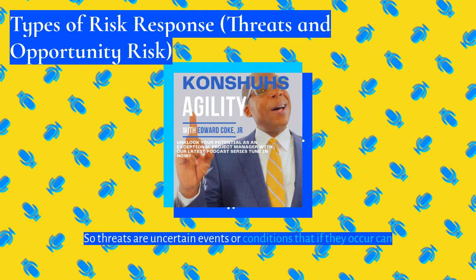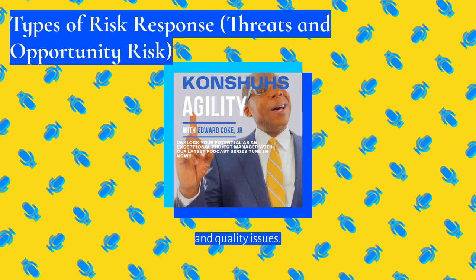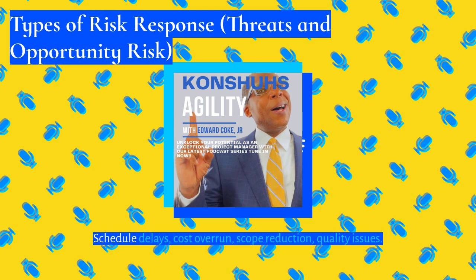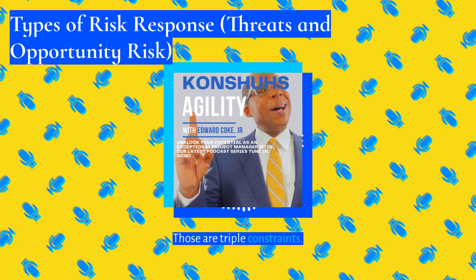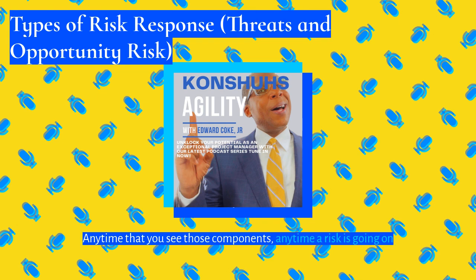Threats are uncertain events or conditions that, if they occur, can have a detrimental effect on one or more of your project objectives, potentially leading to schedule delays, cost overruns, scope reduction, and quality issues. Let's unpack this real quick. Schedule delays, cost overruns, scope reduction, quality issues. What are those? Those are the triple constraints. Anytime a risk is going on, you will notice that the triple constraints always play a role. They represent potential problems that need to be carefully managed and mitigated to protect the project's objectives and deliverables.